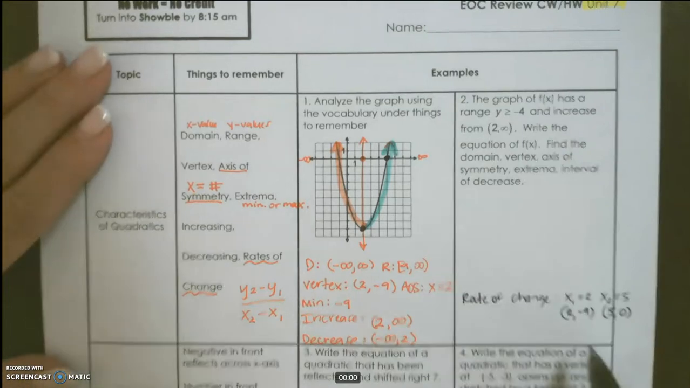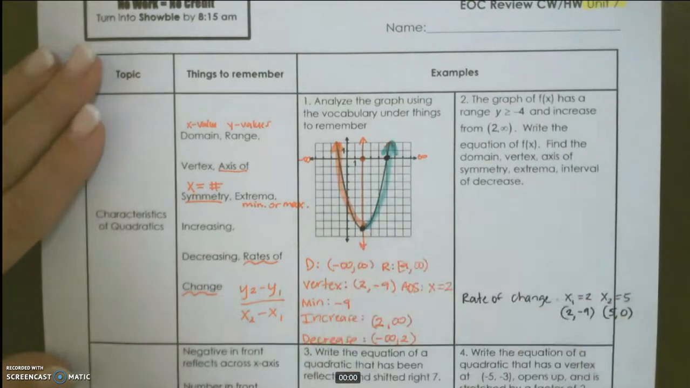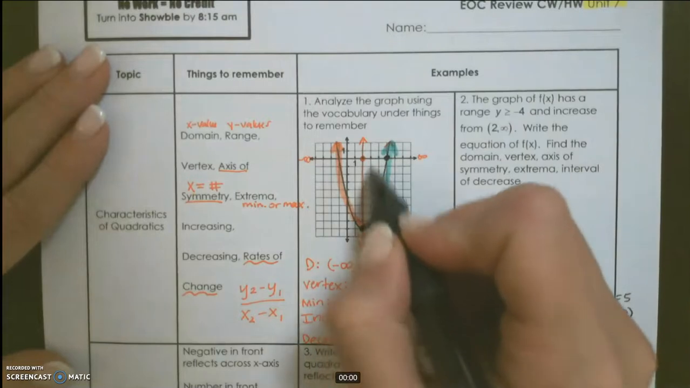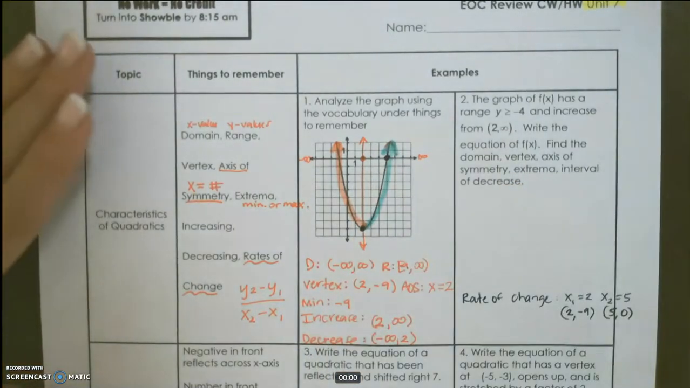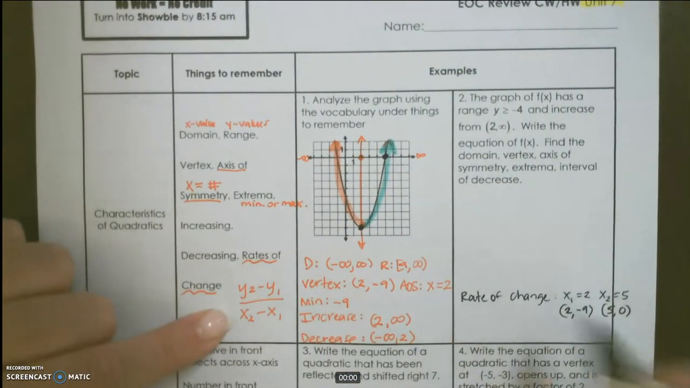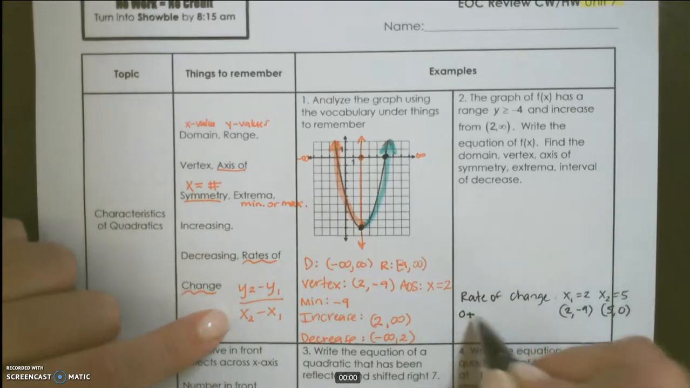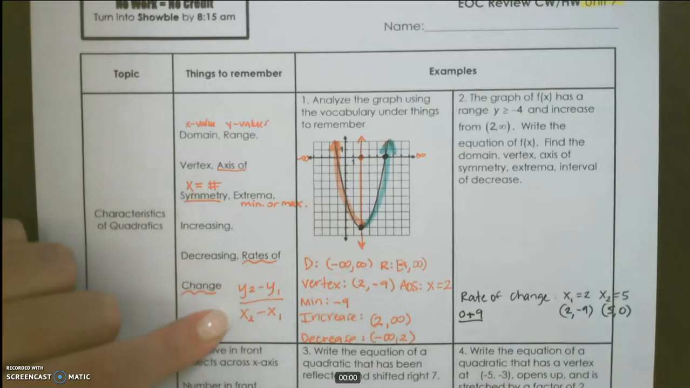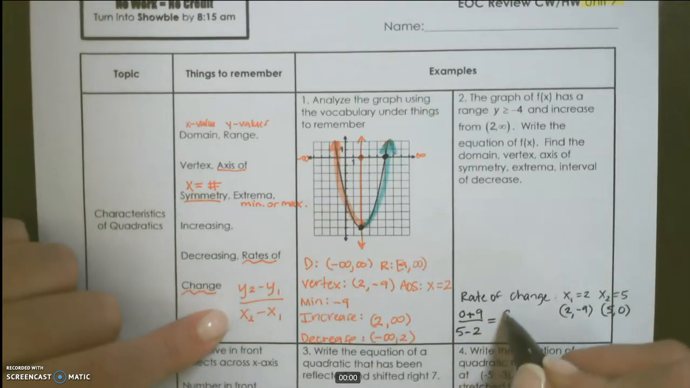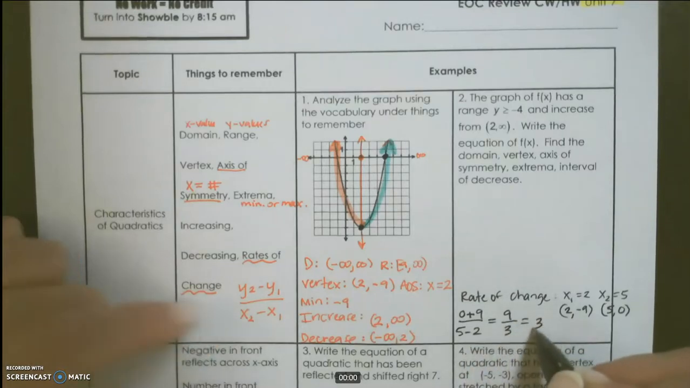So to calculate the rate of change between these two coordinates, we could either count the rise over the run, or we could calculate it by doing our y2 minus y1. Well, if you subtract a negative, that becomes positive. And then x2 minus x1. So that gives you 9 over 3, which is 3.